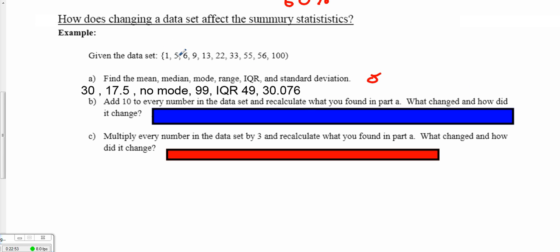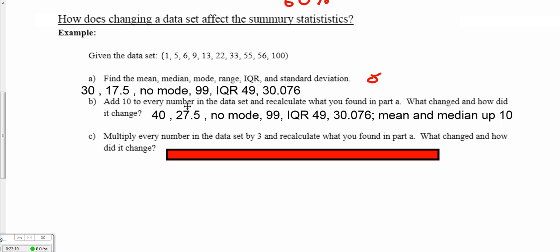So this would now be 11, 15, 16, 19, 23, 32, 43, 65, sorry, 66, and 110. Those values would be plugged into your calculator, and we would get something that looks like this. Our mean would now be 40. Our median would now be 27.5. There would still be no mode. Our range would still be 99. Our interquartile range would still be 49. And our standard deviation would still be 30.076. This means that nothing else changed except for the mean and the median, which both went up 10. Which makes sense because we went up 10 with every single number there was. So the things that would change would be our mean and our median.